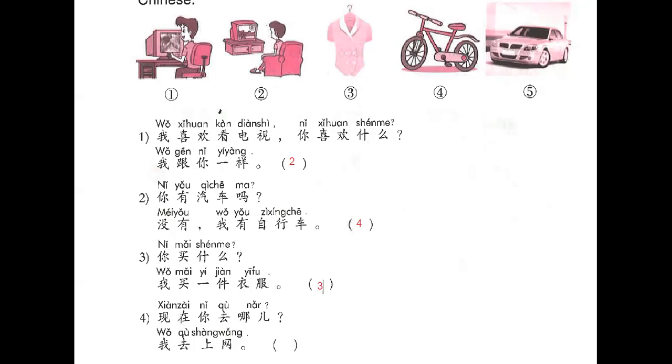Number 4, 现在你去哪儿? Where do you go now? 我去上网. I'm going to surf the internet. I'm going to look on the internet for things. So we have a computer number 1, somebody using it. So this one is number 1. Okay, so please check your answers and we continue with the next activity.